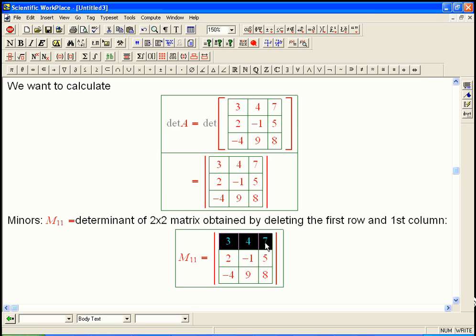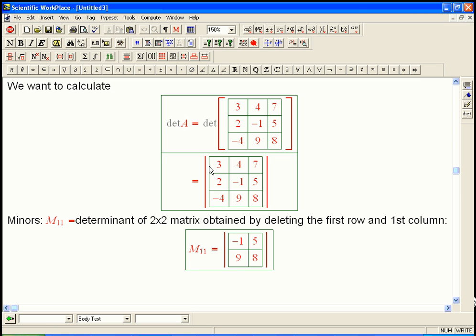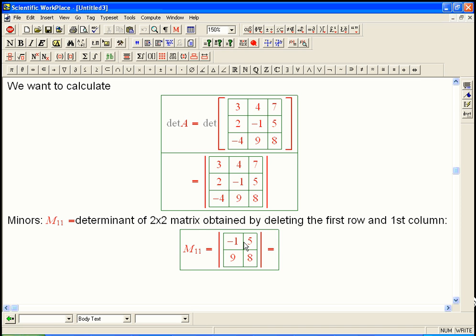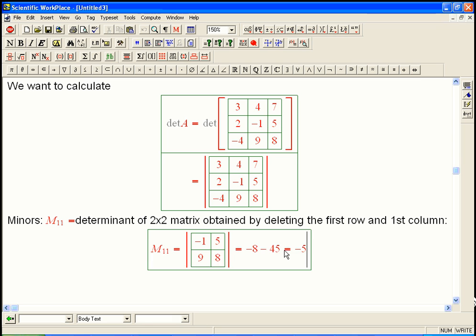It's nice that I can do this very easily with the computer. Delete the first row and the first column, and that gives me a 2x2 matrix. So you're blacking out this row and this column, and you end up with this 2x2 matrix, and you take the determinant of that. We know how to do that: the diagonal product minus the anti-diagonal product, AD minus BC. And so that's going to be minus 8 minus 45, which is minus 53. I picked this randomly. It's not going to be a super nice number, but it's not going to be too bad.